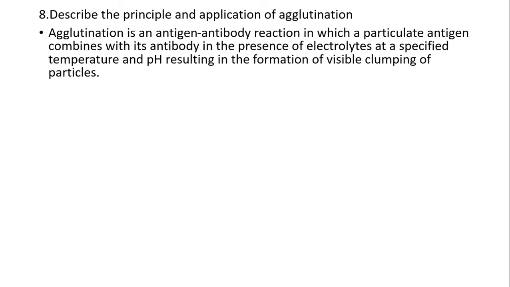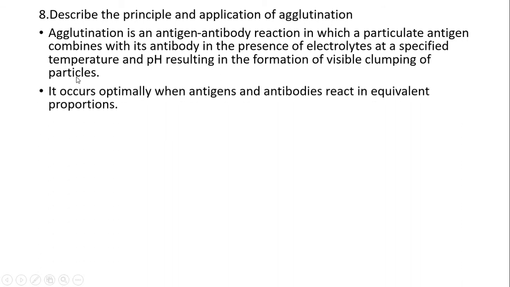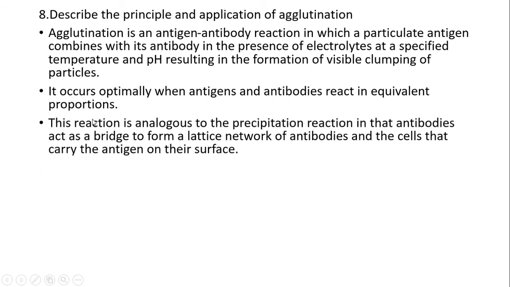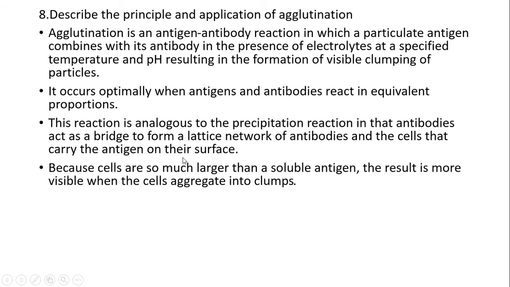Agglutination is the antigen-antibody reaction in which a particular antigen combines with its antibody in the presence of electrolytes, suitable temperature and pH, resulting in the formation of visible clumping of the particles. It occurs optimally when antigens and antibodies react in equivalent proportions. This reaction is analogous to the precipitation reaction in that antibodies act as a bridge to form a lattice network of antibodies and the cells that carry antigen on their surface.